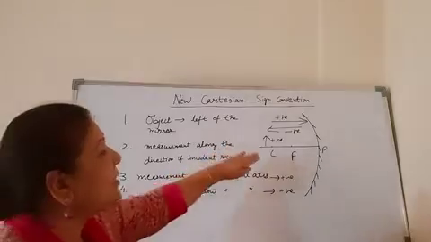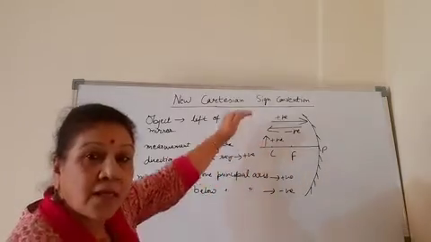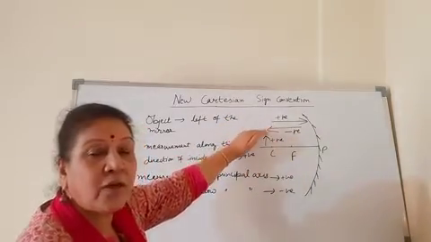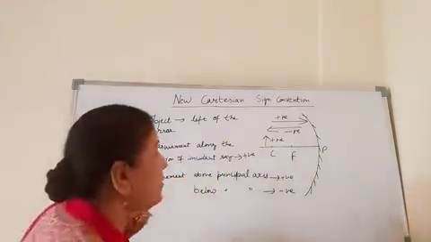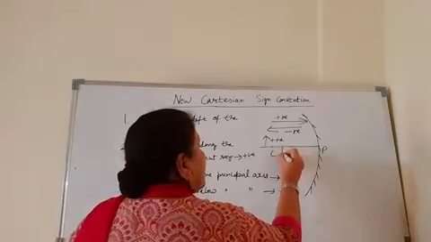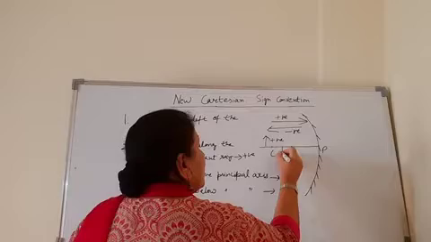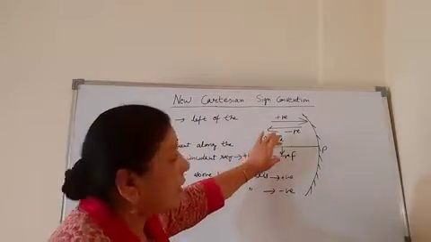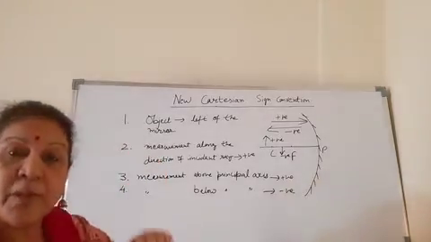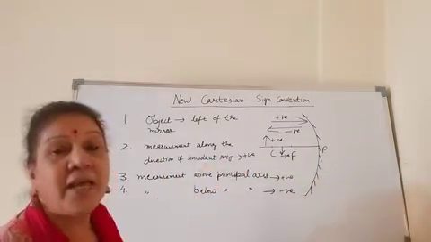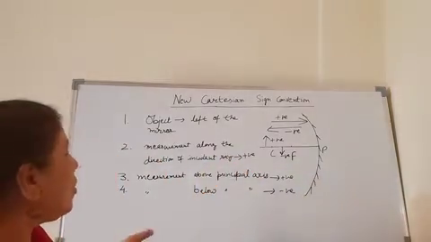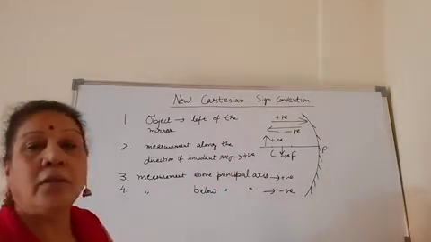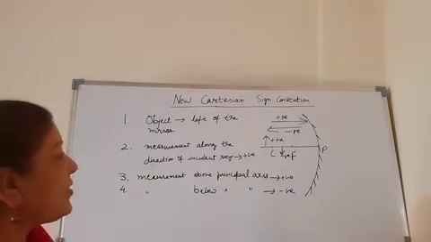If the object is here, say beyond C, above the principal axis, we are going to take the size of the object as positive and the image will be formed here. So this will be taken as negative. The image formed which is below the principal axis will be taken as negative. So this is all about the new Cartesian sign convention.